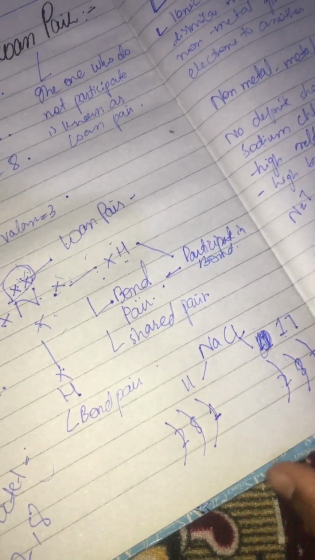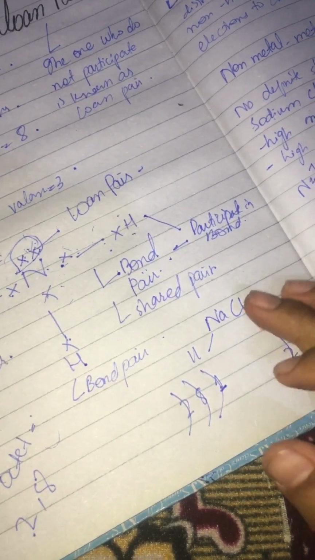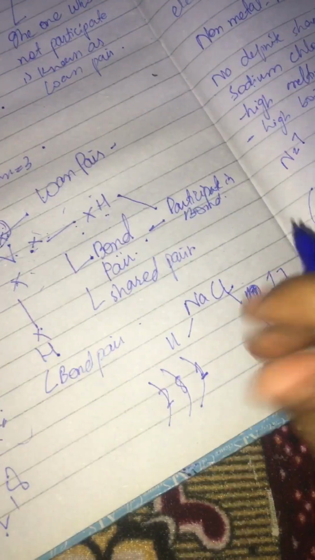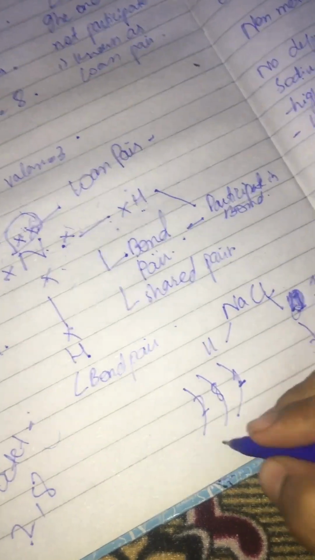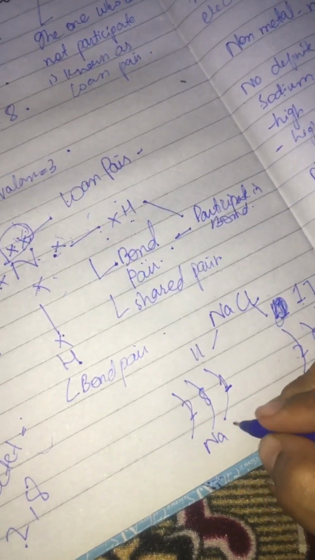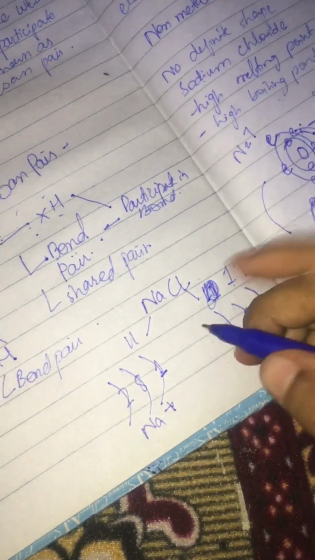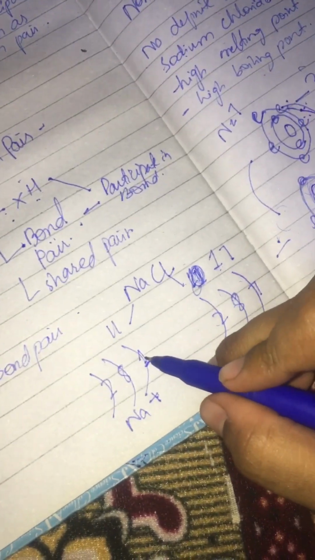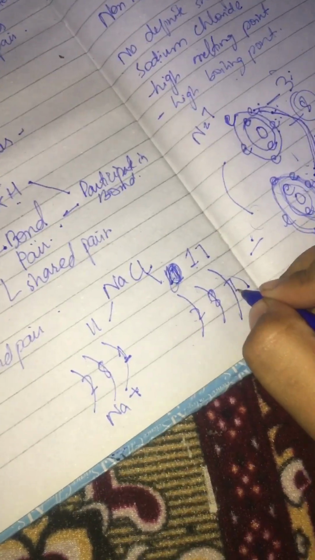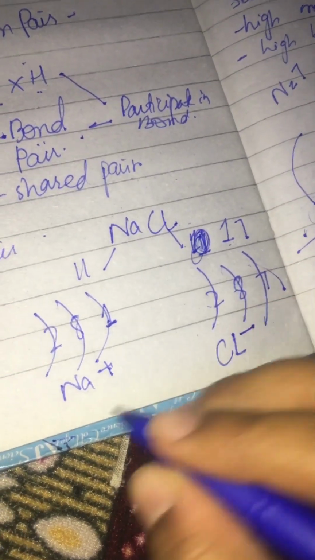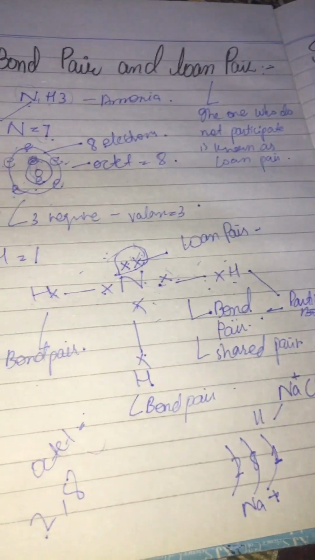The one who gives becomes the cation, and the one who accepts becomes the anion, so there will be charges accordingly. Here Na will be positive, because it makes an ionic bond by giving to the other. Of course 7 cannot be given easily, but 1 can be given, so Na gives 1 to Cl. So Cl is accepting, and the one who accepts gets a negative charge. This means Na has a positive charge and Cl has a negative charge. So this was all for today. Thank you for watching.